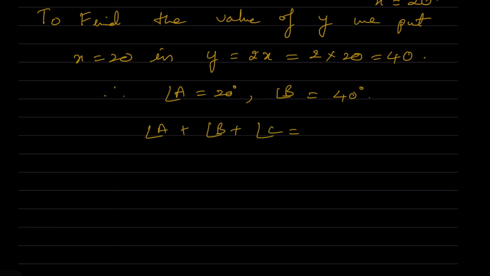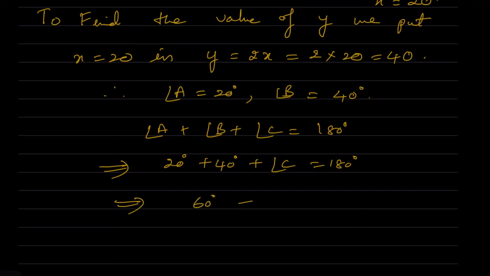or we can take it from this also. Angle A plus angle B plus angle C is equal to 180. So 20 plus 40 plus angle C is equal to 180. Now angle C is equal to 180 minus 60. So we are getting angle C is equal to 120.